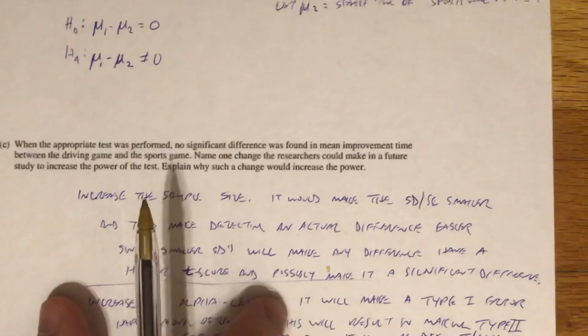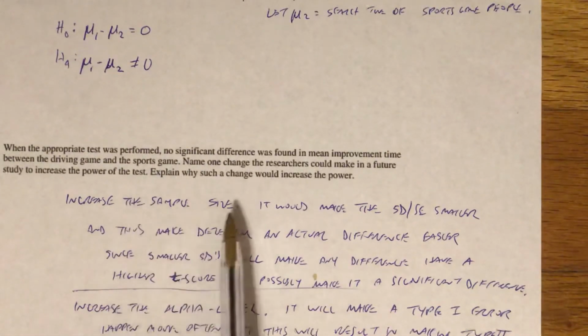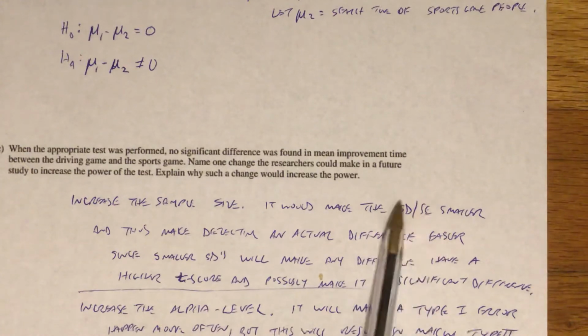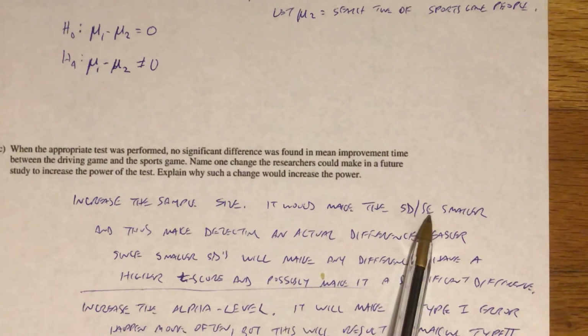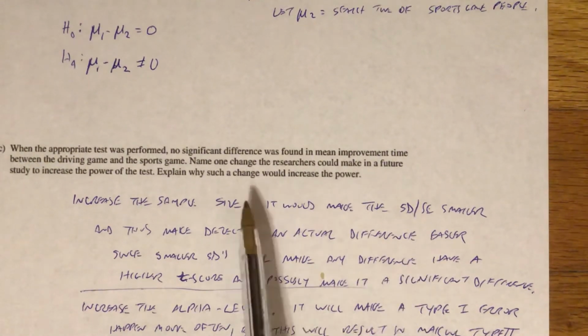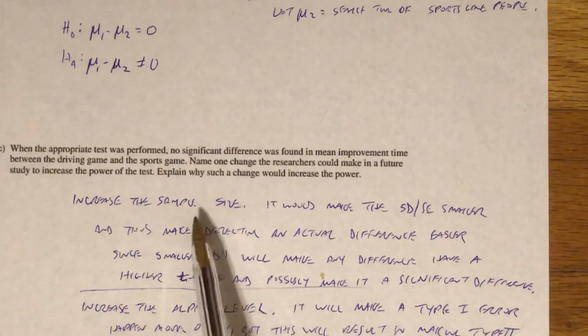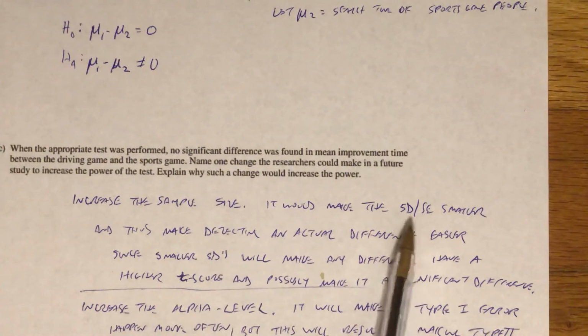Now the reasoning is, here's the technical part. You want to increase the sample size because increasing the sample size makes the standard deviation or standard error smaller. In the formula, it's S over square root of n. So when you divide by a bigger number, your standard deviation goes down.